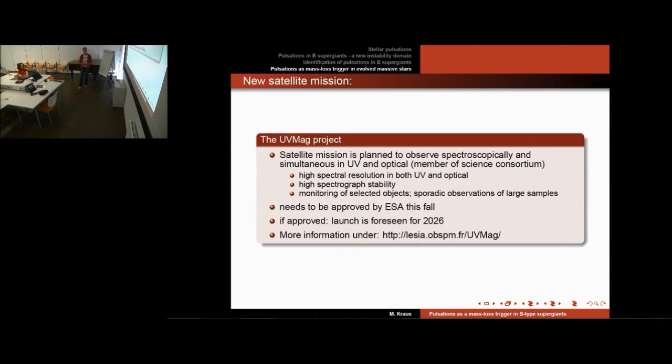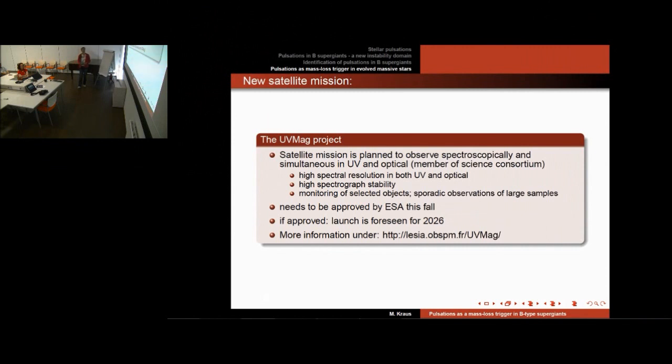It's planned that many stars will be monitored for at least 1 month, and a lot of stars will be observed to determine wind variability or wind parameters, etc. It will also have the possibility of taking spectral polarimetric observations. So it will be very useful for people studying magnetic stars and searching for magnetic fields.